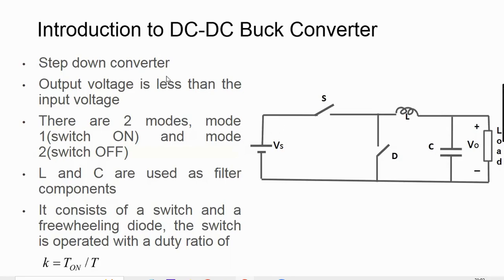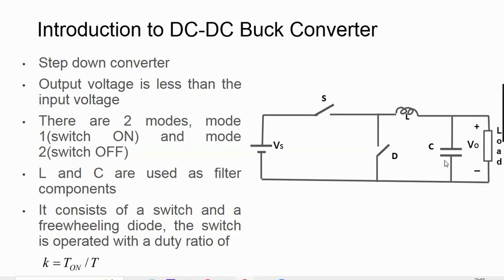Hello everyone. This video is about the DC to DC buck converter. A buck converter is a step-down converter, which means the output voltage is less than the input voltage. In a buck converter, there are two modes of operation. When the switch is on, it is called mode 1, and mode 2 is the mode of operation in which the switch is in the off condition.